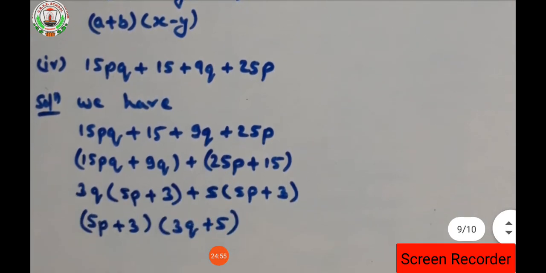Similarly for the fourth part, 15p cube plus 15 plus 9q plus 25p, making the pair of 15p cube plus 9q plus 25p plus 15p. As I told you student, while seeing the question you have to keep it in mind how to take the common and how to make the pair. Be careful while making the pairs. Okay, so what is the answer for this? That is 5p plus 3 into 3q plus 5.